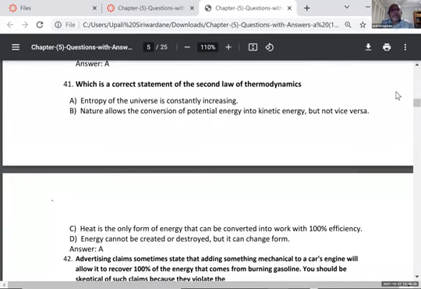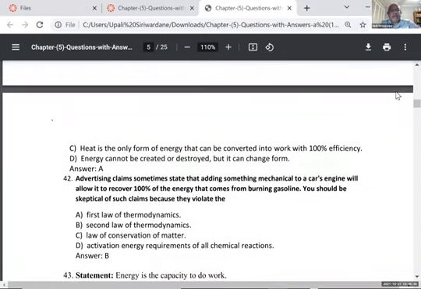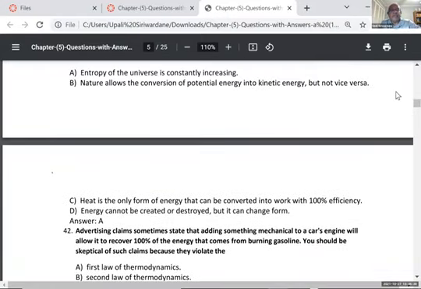Which is the correct statement of the second law of thermodynamics? The entropy of the universe is constantly increasing, and that is the definite answer for the second law of thermodynamics. Whatever you do, when you live and do normal things, disorder normally increases. Look at your room after you live in it. It's a mess. There's more tendency for energy to create more disorder.